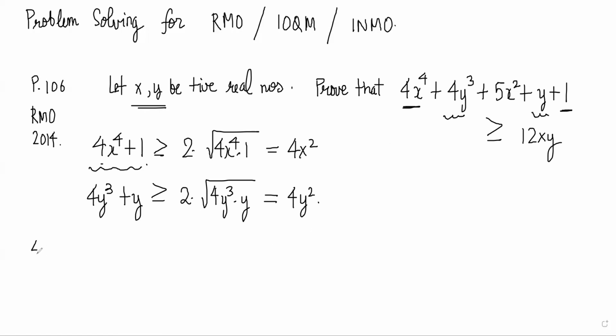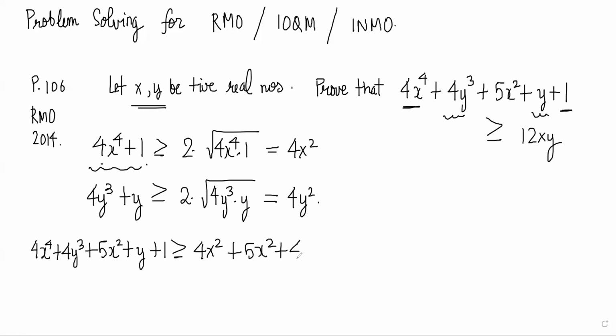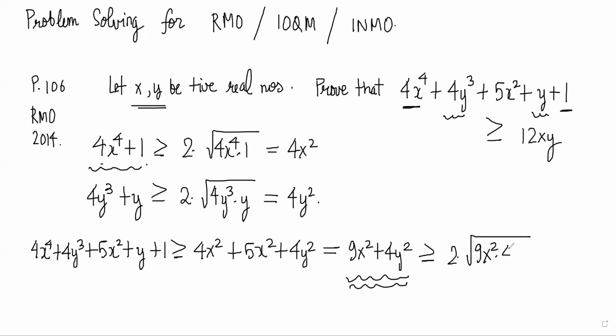So basically you have 4x^4 + 4y^3 + 5x^2 + y + 1. By applying AM-GM twice, we can say that it is greater than or equal to 4x^2 + 5x^2 + 4y^2, which is equal to 9x^2 + 4y^2. And then finally apply AM-GM once more to these two terms. This is greater than or equal to 2 times the root of 9x^2 times 4y^2, which is 6xy. So this is 12xy. So we have proved that this is greater than or equal to 12xy.